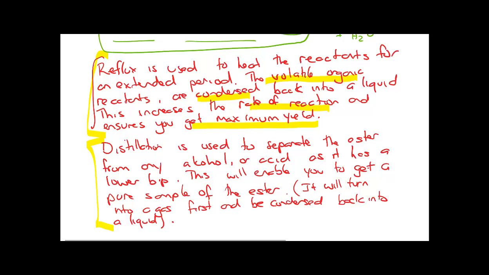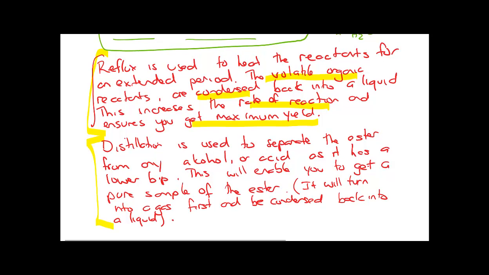Then once you've done that, to try and ensure that you get maximum product, you're going to distill it. And this is really for separating the ester from anything else. And what they often talk about is getting a pure sample or a pure product, or whatever the case may be, depending on the experiment. And alcohols and acids in this case do have a higher boiling point. The ester itself will have a lower boiling point. So at a lower temperature, it will turn into a gas first and be condensed back into a liquid. So it's a means of separation, again, to try and get maximum yield.